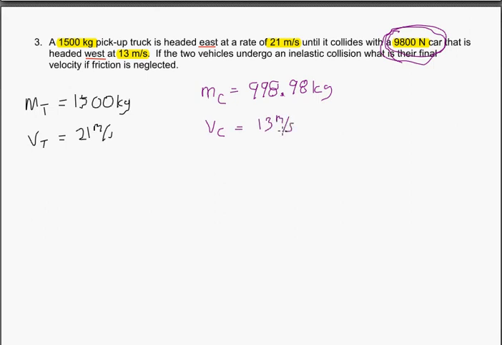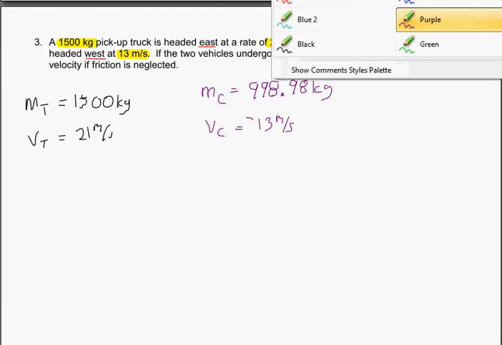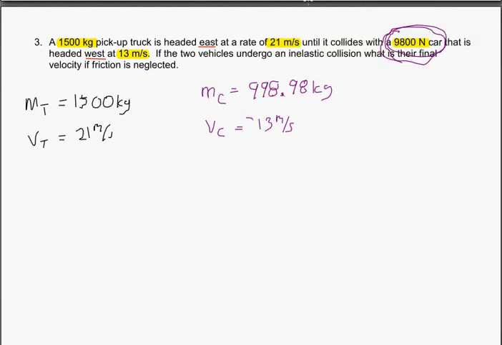Now I'm about to make the same mistake a lot of people made. These are opposite directions. So usually I say west is negative and east is positive. So I'll make this, but you can make either one. They just have to be opposite signs. And from here on out, guys, it's pretty much similar to the last problem I just did, where you're going to go MT. These are your initial velocities.